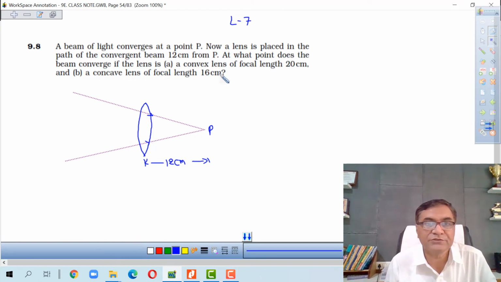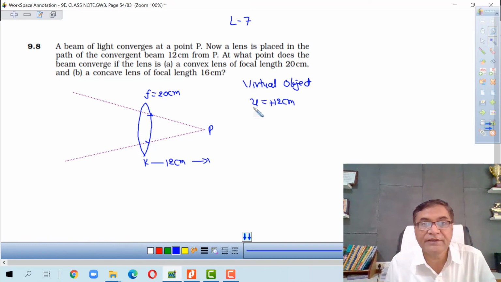If we use convex and if we use concave, here first I will use convex, then concave. And focal length is also given. This is F is equal to 20 centimeter. So in fact, this is a concept of virtual object. In your case, U is equal to 12 centimeter, and it is positive. Generally, we take negative, and here we have to take positive. F is equal to 20 centimeter, that is 20 positive, and we find out what is V.